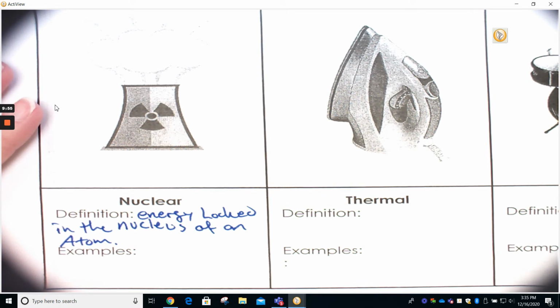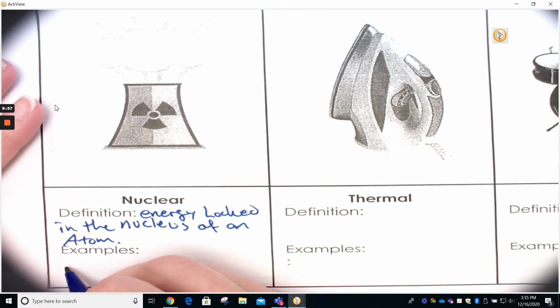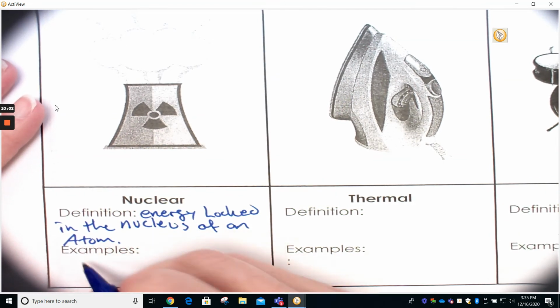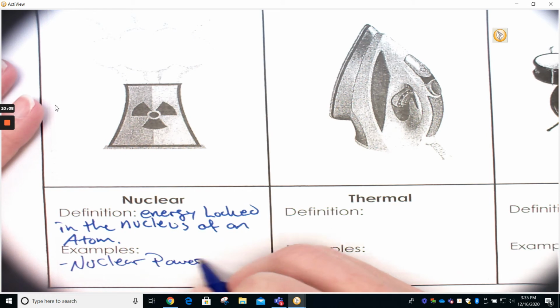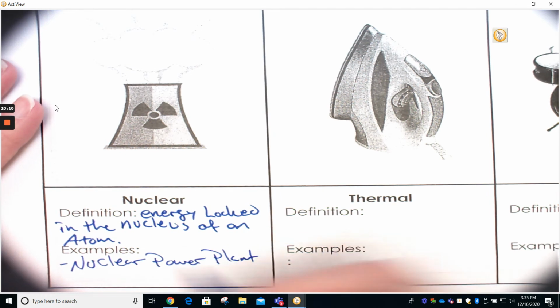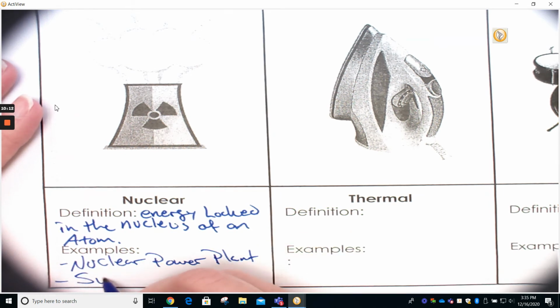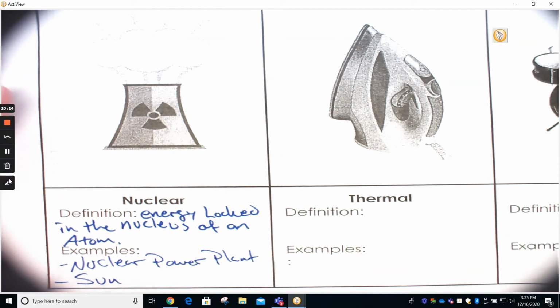Because of nuclear energy. There we go. Nuclear. And I'm going to write the sun here too, because that's a good example of nuclear energy.